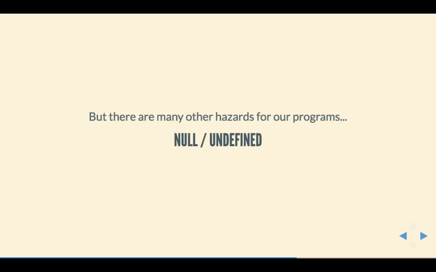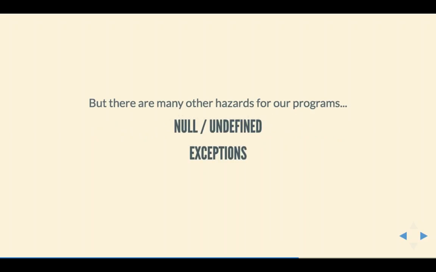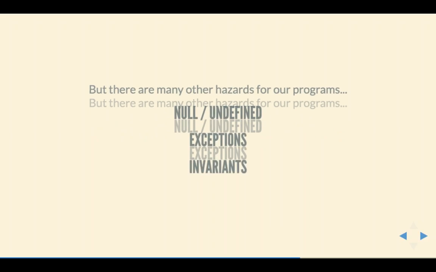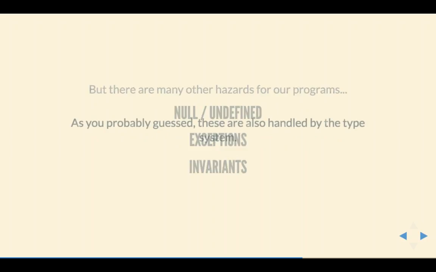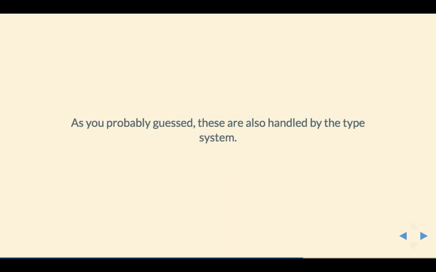So there's lots of other hazards for our programs, though, like the kind of one that you were just talking about, the database. We'll get to that kind of thing. But here's a huge one, right? Null and undefined, exceptions, invariants, and I'll define invariants later. Not too much later, I promise. As you probably guessed, just in the same way that side effects are kind of lifted into the type system as a type, the type of command, nulls and exceptions and invariants can all be lifted up into the type system, which means these things are checked at compile time.